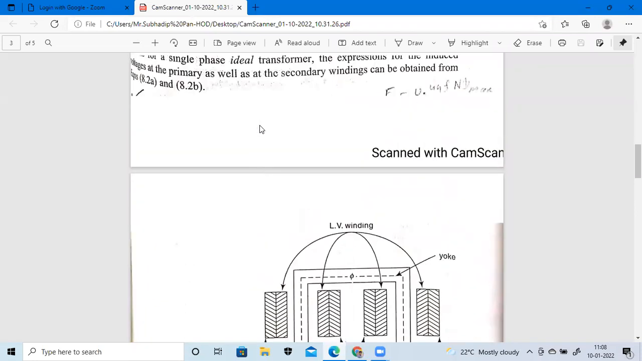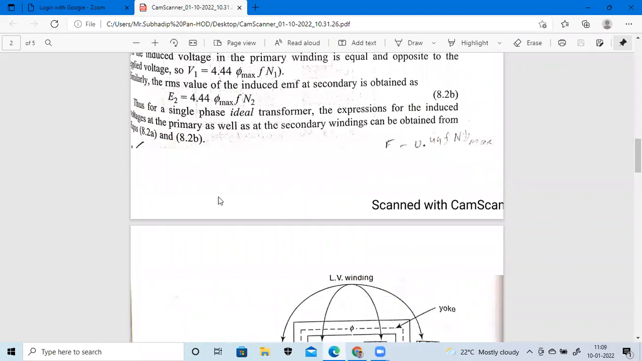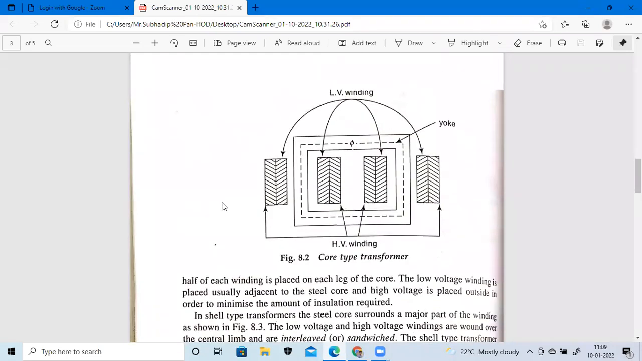So this is all about the operating principle of the transformer and the EMF induced in the primary and secondary coil. Next we want to discuss the construction of the transformer. We already showed the schematic diagram of this core type of transformer. This is your core type of transformer.